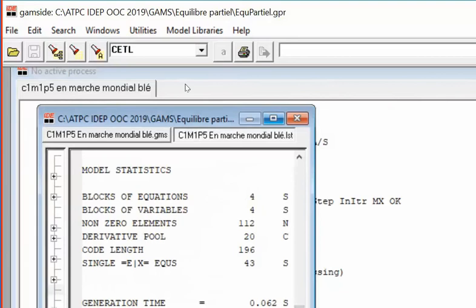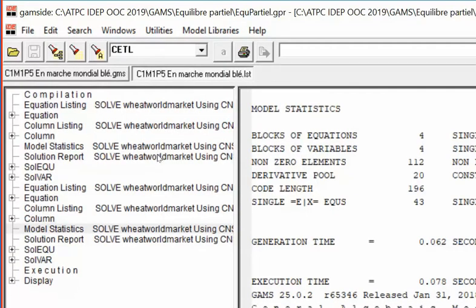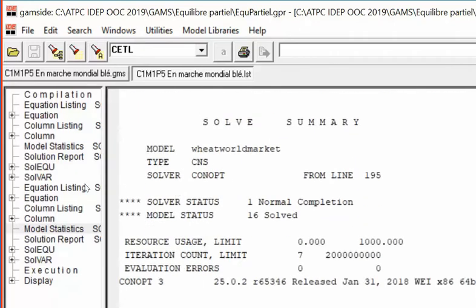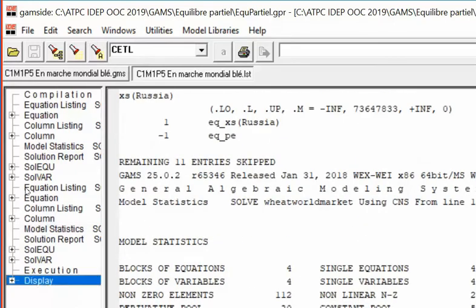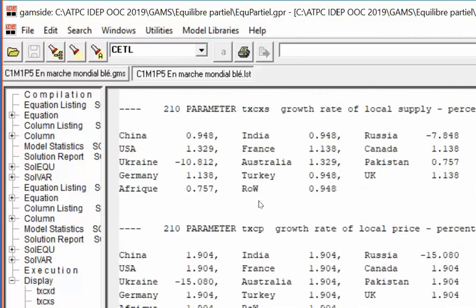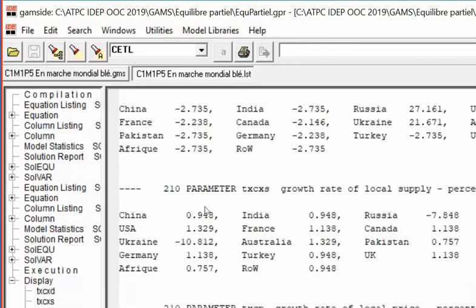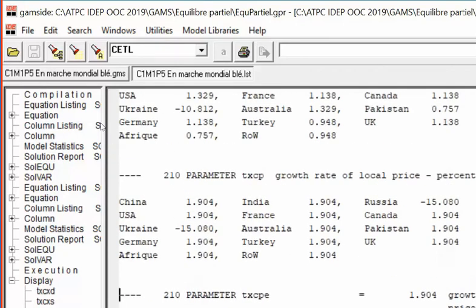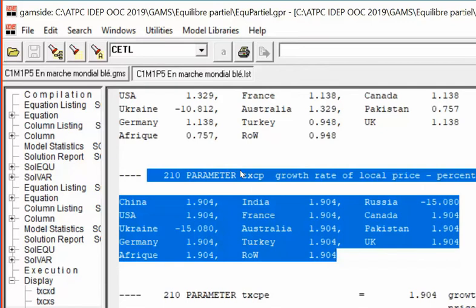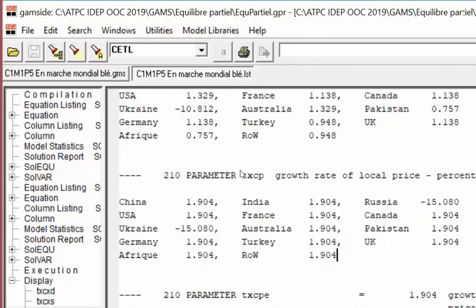If you look at the results, what happened here is that you've got an increase in the world price of wheat. Why? Because you've got an export tax in two countries, so it means less exports in these two countries, and so with less exports, less supply of wheat on the world market, and so an increase in the world price of wheat.